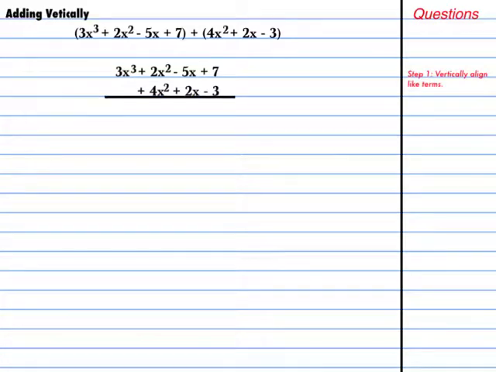Now we're set up to go ahead and start adding our coefficients. So we're going to start with our first term. And since there's nothing we're adding it to, it's just going to come straight down. And that'll give us 3x to the third. Now I move on to my x squareds, 2 plus 4. And that gives me a positive 6x squared. Now we do negative 5 plus 2, combine the two, and that gives me a negative 3x. And then finally, 7 subtract 3. And that gives me a plus 4. So from here, once again, we can use algebra tiles, we can add horizontally, or we can add vertically.